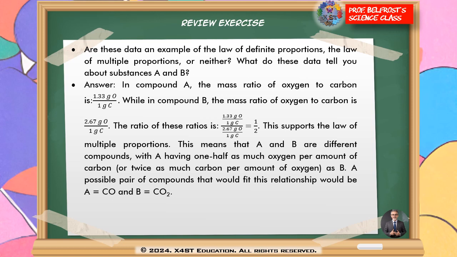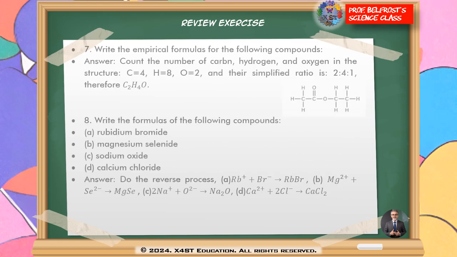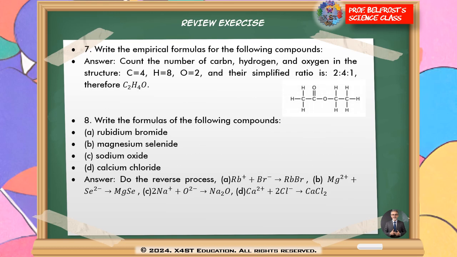A possible pair of compounds that would fit this relationship is A is CO and B is CO2. This is just an example. You can find many more compounds that fit.